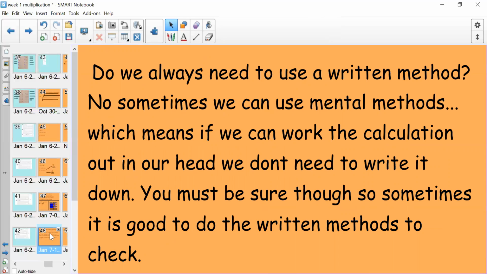However, you must always be sure, because sometimes we think that we know the answer, but we actually have rushed and we haven't worked it out properly in our head. So it is sometimes good to do the written method anyway, just to check and make sure that you're right.